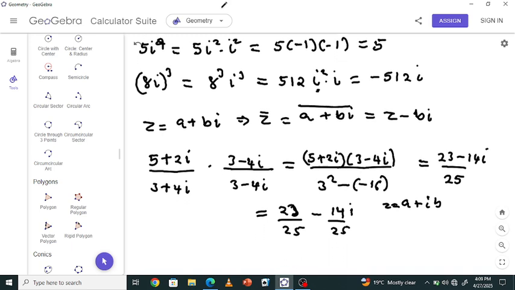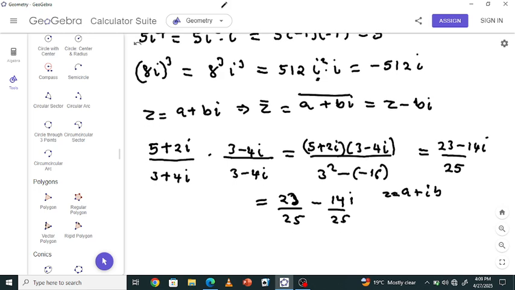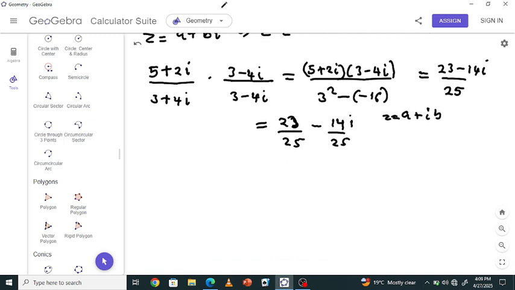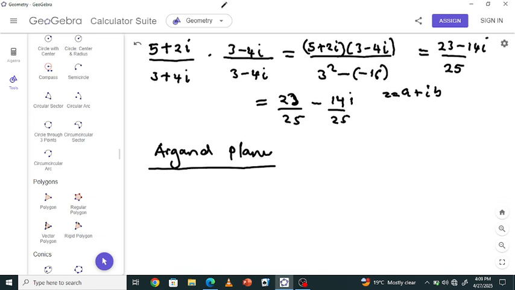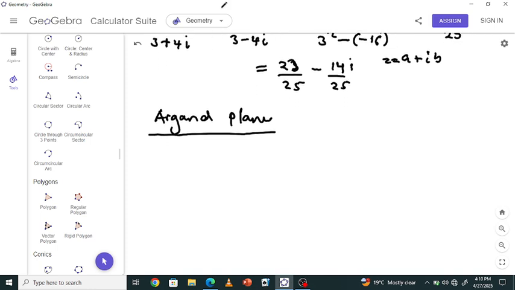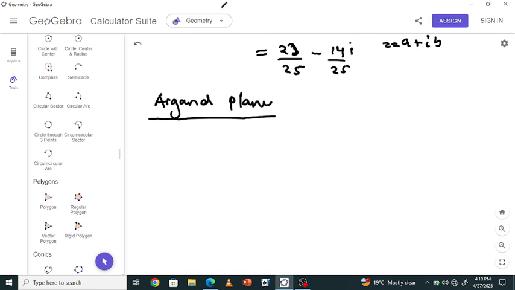And just like in a real plane, we have the Cartesian plane or the coordinate plane. In complex numbers, we have something we call the Argand plane or the complex plane. The Argand plane was discovered by somebody called Argand. The same way you can represent the real numbers on a Cartesian plane is the same way you can represent the complex numbers on an Argand plane, also known as the complex plane.